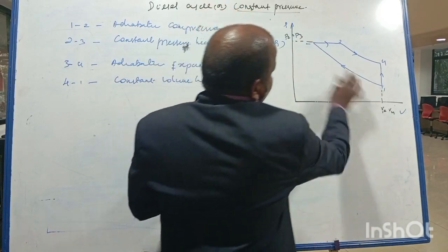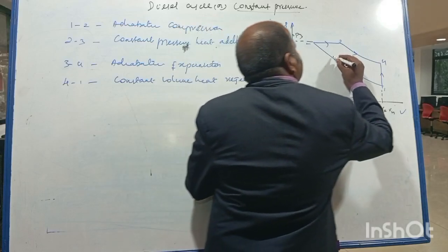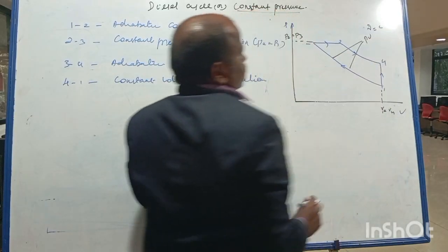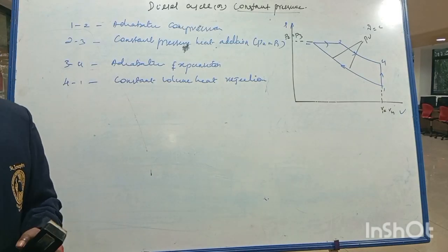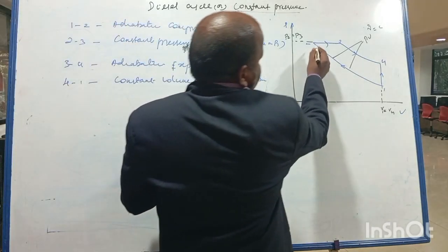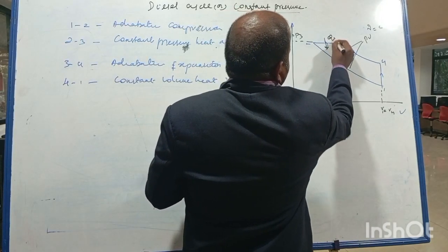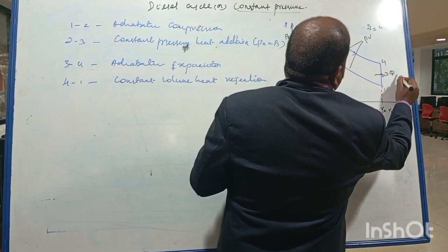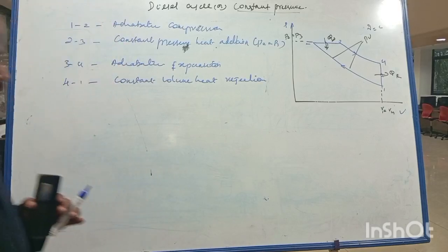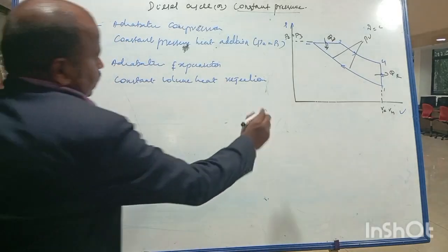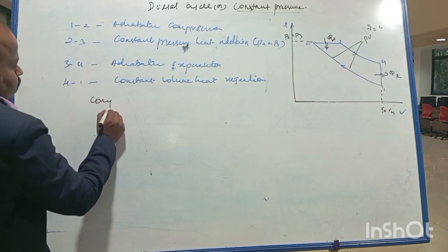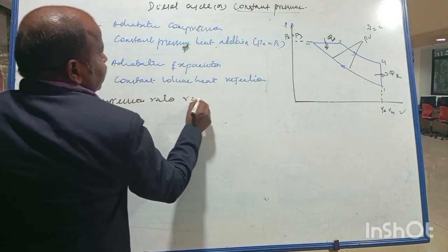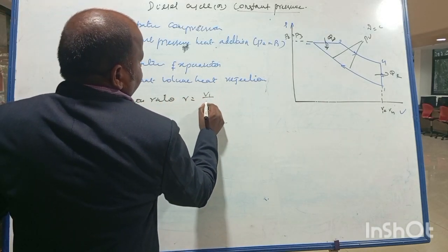These two processes, 1 to 2 and 3 to 4, follow the law PV power gamma equal to constant. That is an adiabatic process, or we can call it an isentropic process. 2 to 3 is nothing but QS, and 4 to 1 is nothing but Q rejected, QR. Similarly, we have a term called compression ratio. Compression ratio R equals V1 divided by V2.